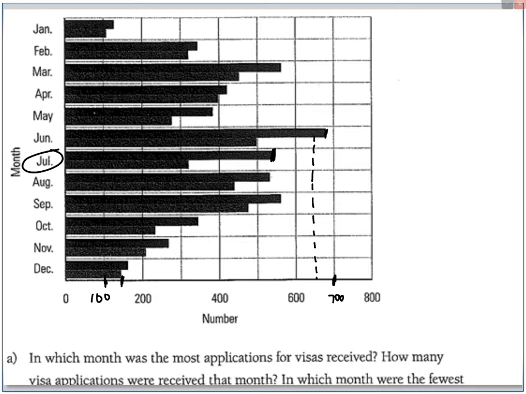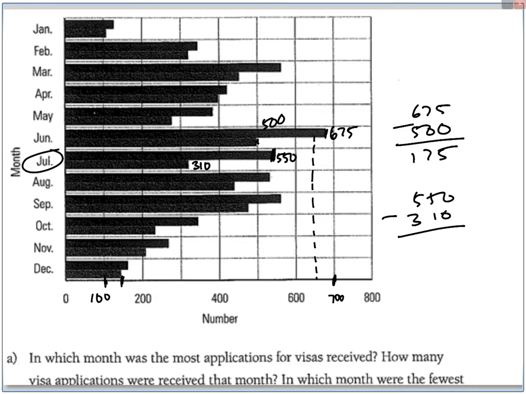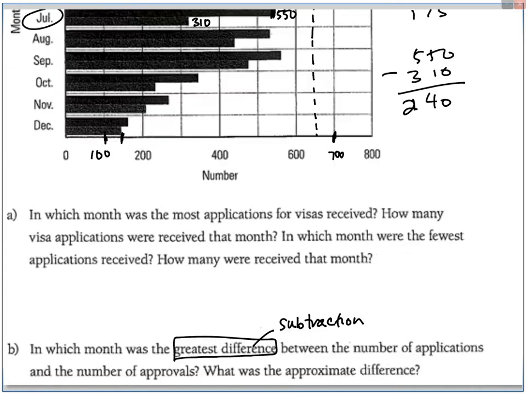So what's July? Like 5 something? 550? And what's this one? Like 310 or something? And then let's compare with June. Say June was like 675 and this is like 500. And you subtract them, right? 675 minus 500. And 550 minus 310 is 240. So clearly July. July has the biggest difference. The biggest difference would be the biggest subtraction.